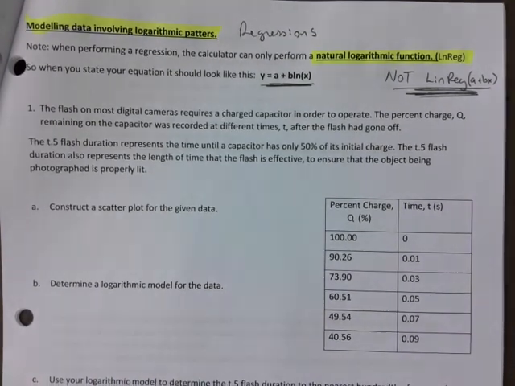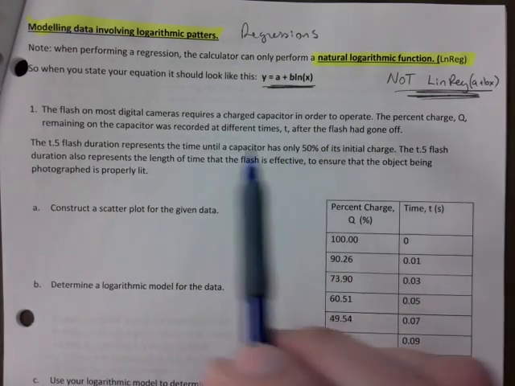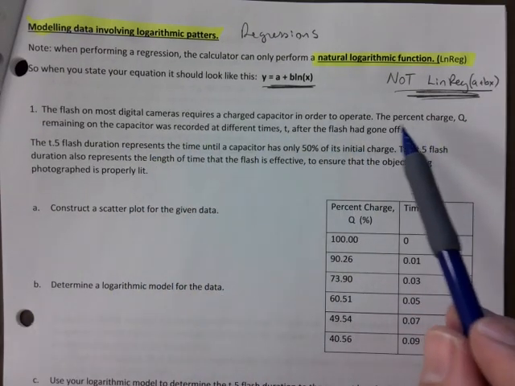The flash on most digital cameras requires a charged capacitor. Do you remember what cameras are? When people actually had their own camera? Yeah, remember that? I'm just being sarcastic here. Some people still have them.